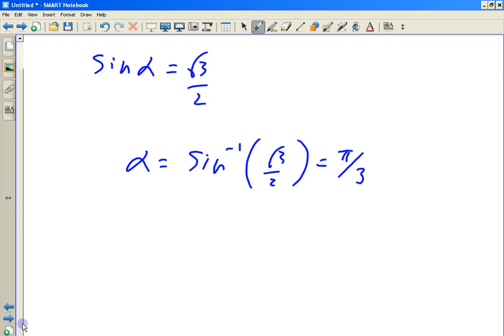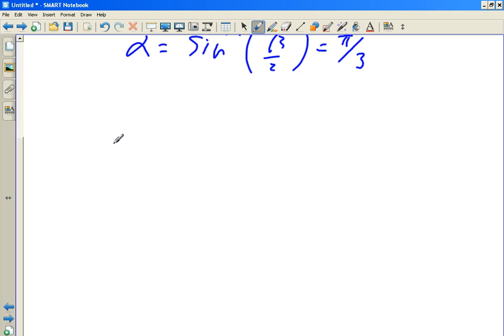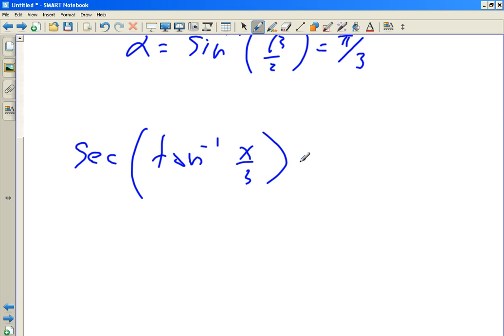All right, here's another algebraic question. Say that you have this in an equation, you want to simplify it, okay? What is the secant of the angle whose tangent is x over 3? Now, this is not a numeric result. This is going to be an algebraic simplification. You're going to get something in terms of x.